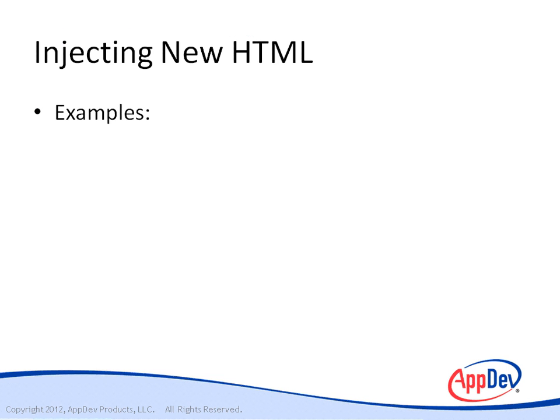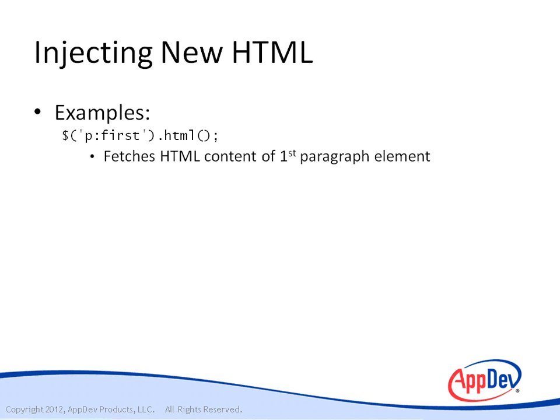Let's try some examples of the HTML method. This first one is going to fetch the contents of the element. Remember, when we don't pass any parameter to the HTML method, it fetches the content of the first selected element and returns it as the value.